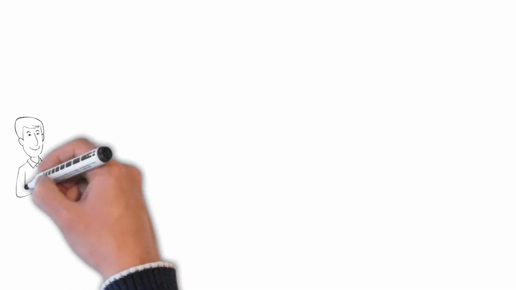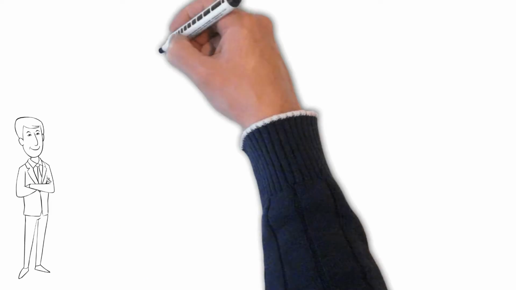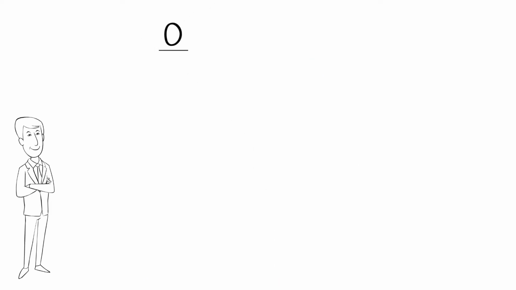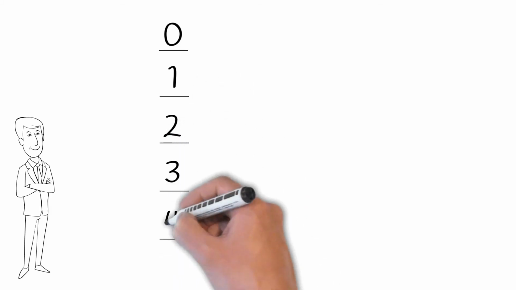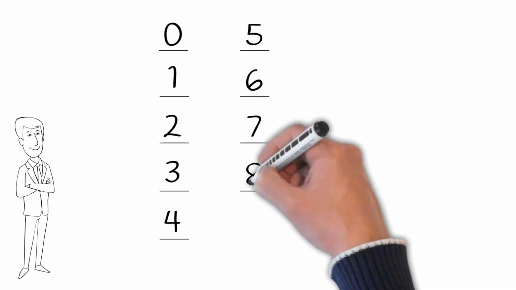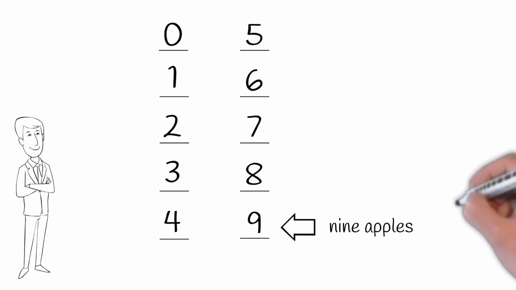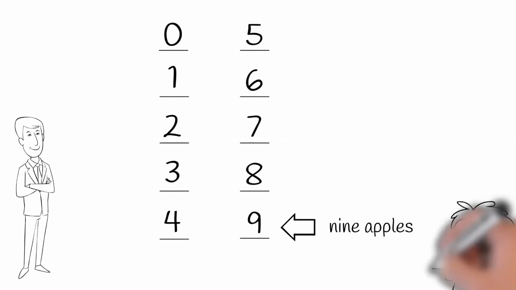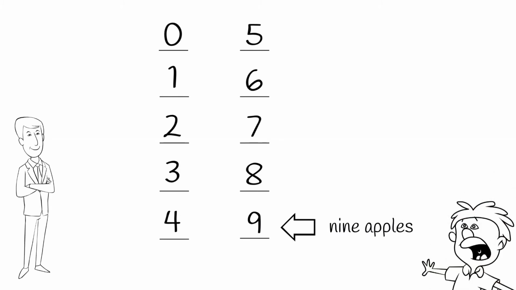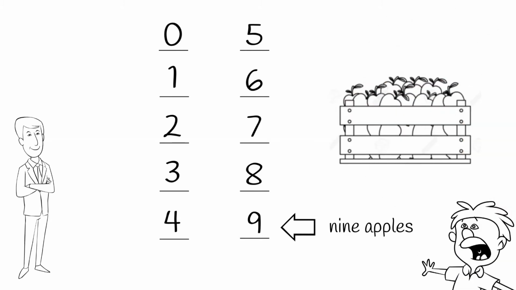For example, if we start with no apples at all, we put the digit 0 in the number place because 0 means none. But then as the apples start coming, we begin to count 1, 2, 3, 4, 5, 6, 7, 8, and 9. Now we've got 9 apples, but we've also got a problem. We've already run out of digits to count with. The highest digit that we have is a 9, but there's a lot more apples left to count.